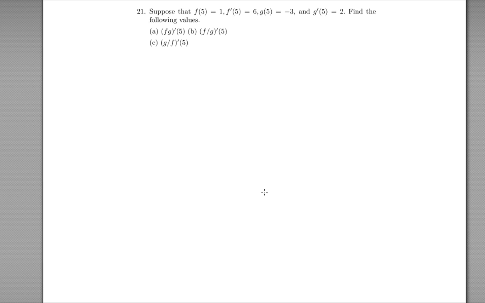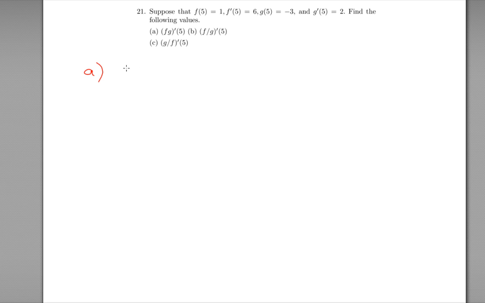Okay, now something a little bit non-traditional. Suppose that I know that the value of f when you plug in 5 is equal to 1. The derivative at 5 of f is 6. g at 5 is negative 3, and g prime at 5 is 2. Find the following values: the derivative of fg at 5, the derivative of f divided by g, and the derivative of g divided by f. Okay, so we can actually do these just knowing the product and quotient rules without even knowing what these functions are.